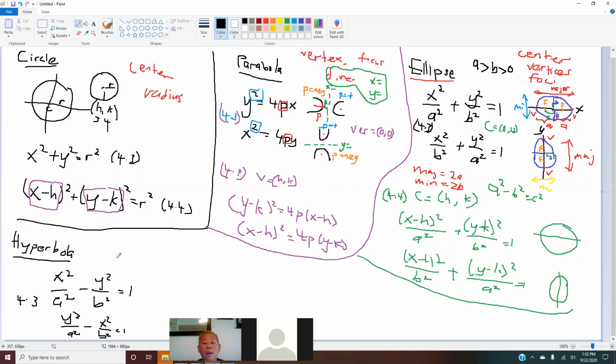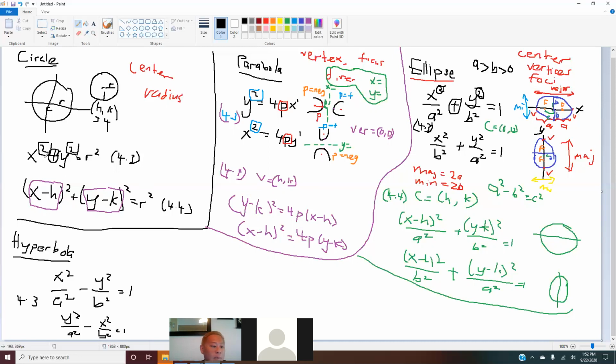And how do we know which one is which, which one is going up and down, and which one is going sideways? It's very easy also. Before I continue with that, I just want to point out how you know the difference between each of these. For circles, both of these variables have to be squared, and you have a plus. For a parabola, only one of these variables is squared. The other variable is to the power of 1. That's a parabola. For ellipses, both of these have to be squared with a plus.